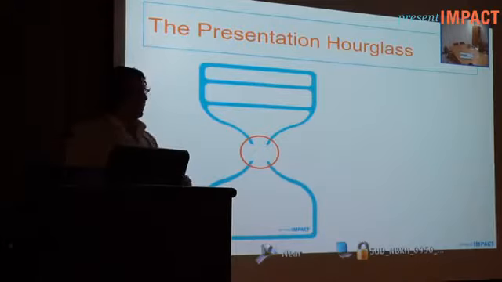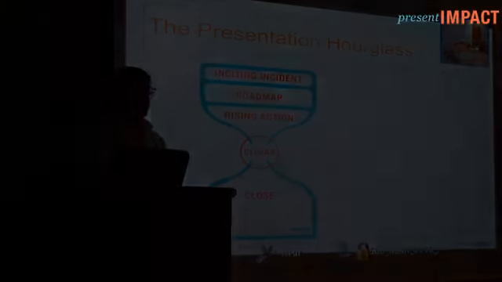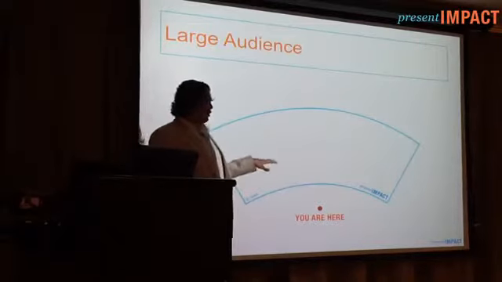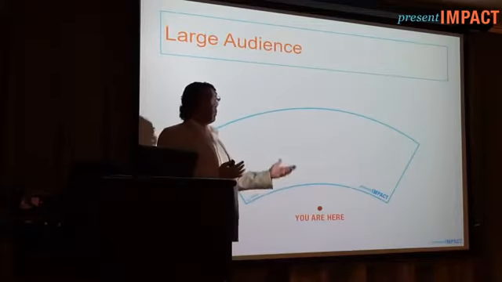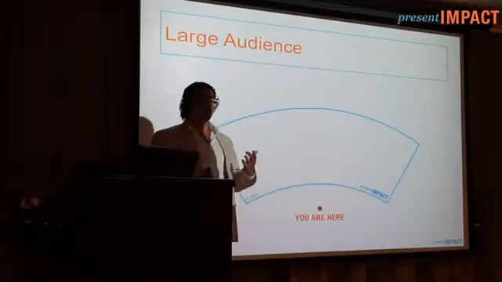Those 5 parts being: 1, the inciting incident; 2, the roadmap; 3, the rising action; 4, the climax; and 5, the close. Now, the large audience environment is somewhat different. Here, you will have so many people that it is not easy for you to connect with each and every one. So many people or so large a room that it's not easy to connect with every single person.